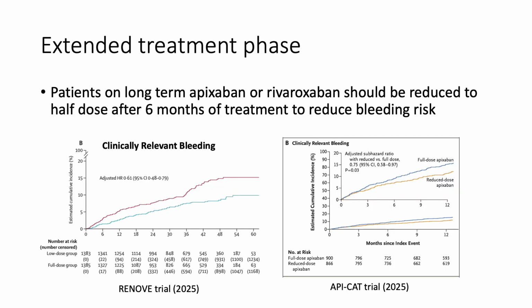There were some trials that came out in 2025, the RENOVE trial and the APICAT trial, that both showed that in patients who need long-term anticoagulation and they're on a DOAC, you can actually use half-dose DOAC, and it's just as good at preventing blood clots, but you get a significant reduction in bleeding risk. And so the 2026 AHA-ACC guidelines do recommend using half-dose DOAC in people on extended treatment.